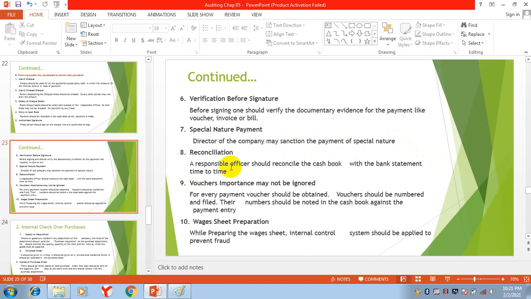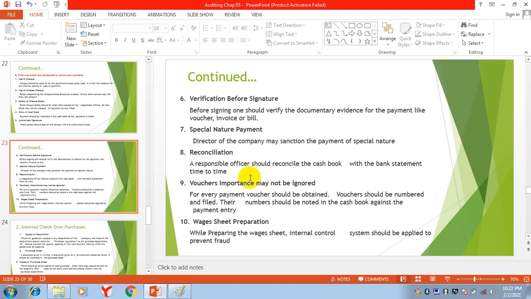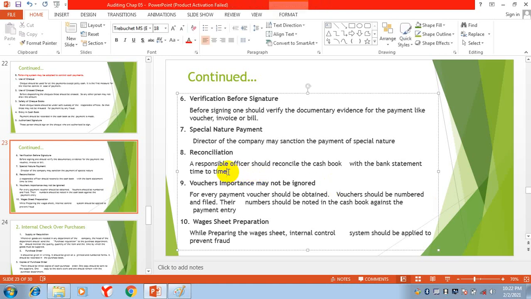Reconciliation. A responsible officer should reconcile the cash book with the bank statement from time to time. Monthly we make a bank reconciliation statement. So there must be an official who, from time to time, will reconcile the cash book with the bank statement. For bank reconciliation, there will be an official.